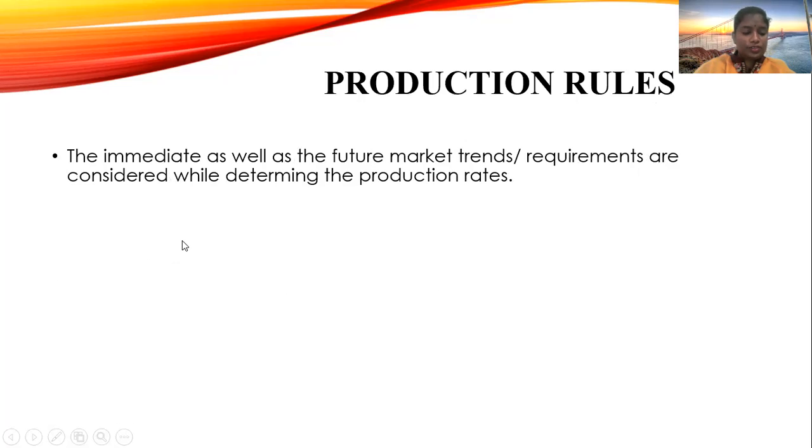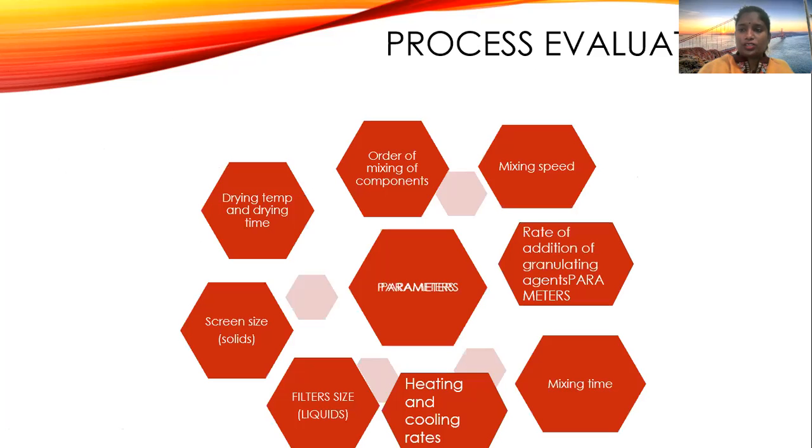Production rules. What are the different production rules we have to follow? The intermediate as well as the future market trends and requirements are considered in determining the production rate. The production should reach both the present market trend and the future market trend, whatever we are doing while determining the production rate.